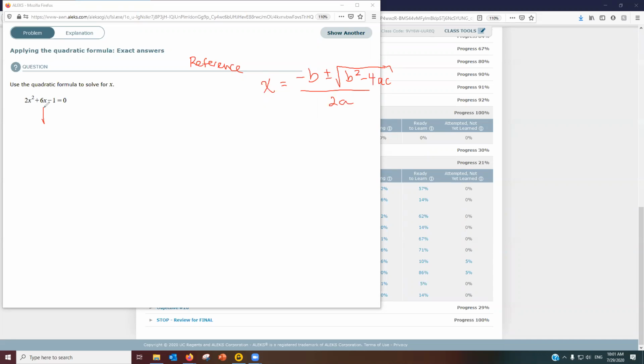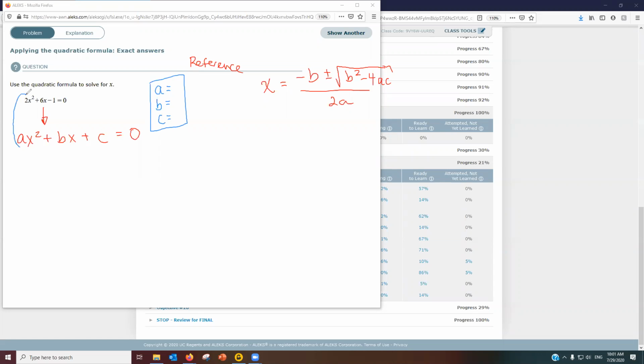The first thing you do is compare this equation to ax squared plus bx plus c equals 0. Because the first step is we need to identify what is a, what is b, and what is c in our example. I do that by just comparing.